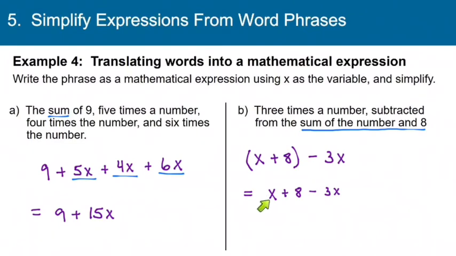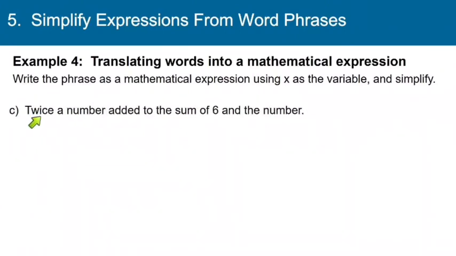So now remember that this x we treat as 1x. So here I have 1x minus 3x. 1 minus 3 is negative 2. So that's going to give us negative 2x. And then we have our plus 8 here. So it's fine to leave this just the way it is. It's customary for the variable term to come first, even if it is negative.